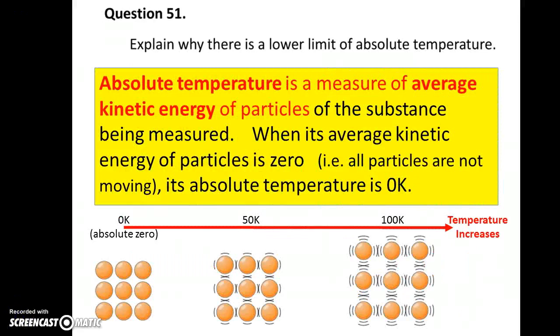Question 51. Why is there a lower limit of absolute temperature? Absolute temperature is a measure of kinetic energy. When the kinetic energy becomes 0, that is when all particles stop moving, then the absolute temperature should be 0. We call this absolute 0. At that time, particles are not moving at all. At a higher temperature, they move a bit. At an even higher temperature, they move more.